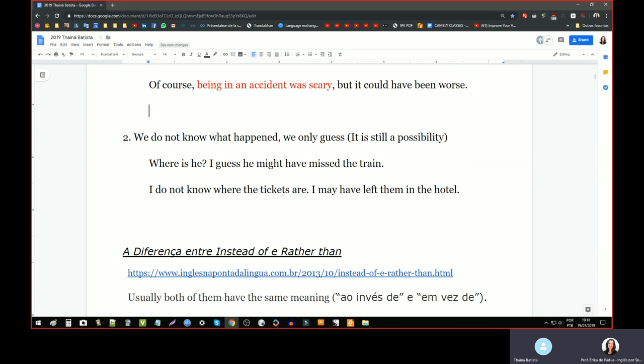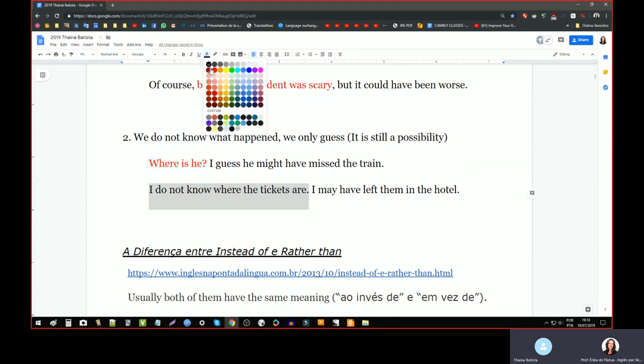Very good. I don't know where the tickets are. I might have left them in the hotel. Yeah, I may have left them in the hotel. Yes, good job. So here, we don't know. We are asking a question here. Where is he? We don't know. And here, I don't know. I don't know where the tickets are.